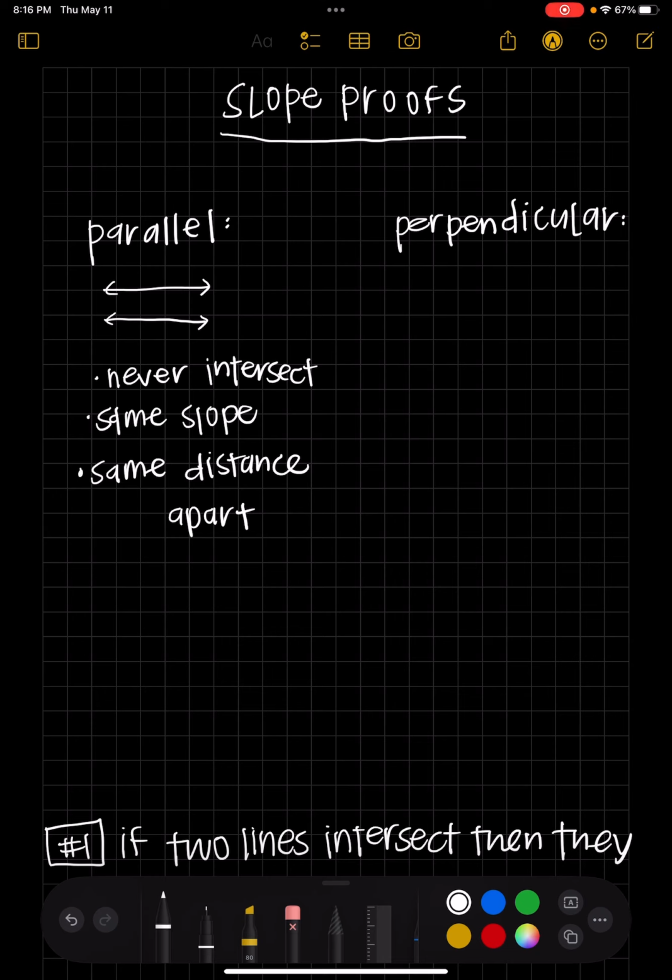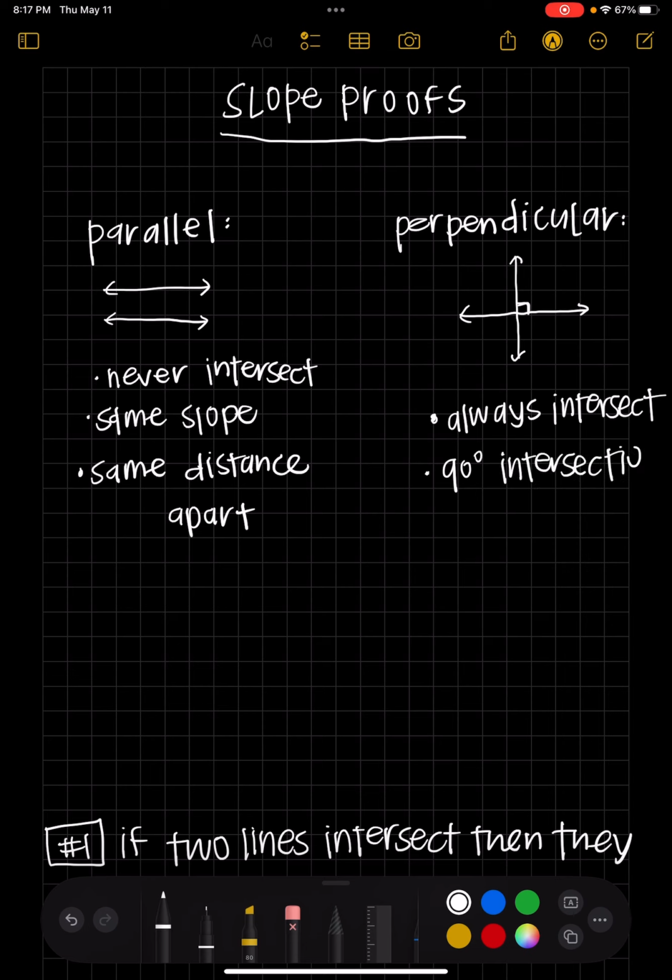Now perpendicular lines are more like this, where one intersects the other, and they intersect each other at a 90-degree angle. So for perpendicular lines, we know that they always will intersect. We know that they intersect at a 90-degree angle. And that just means that they cut each other right, not necessarily right in half, but one's not tilted more than the other. Each of the four corners that it creates are all 90 degrees.